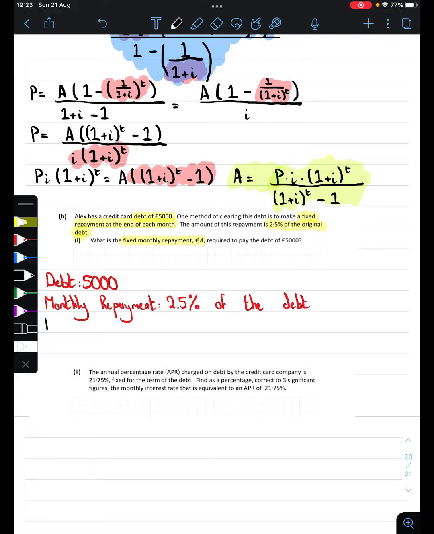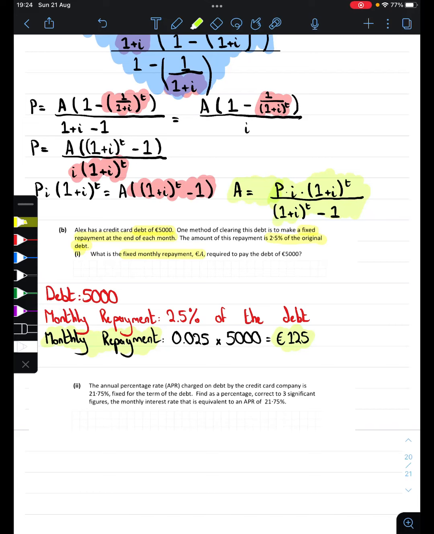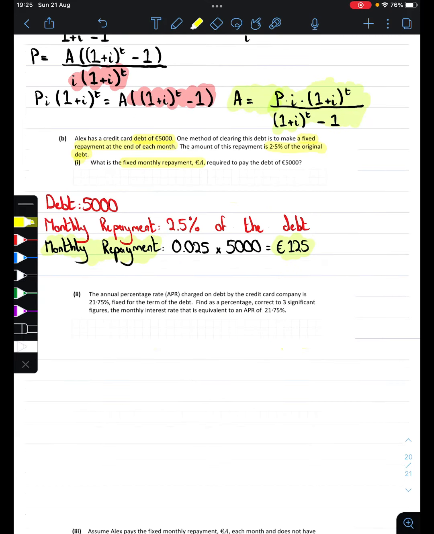So his monthly repayment to pay off this debt is just 2.5% of 5,000, or 0.025 by 5,000, which is €125. Very nice. First part of B. Now on to part 2 of B.